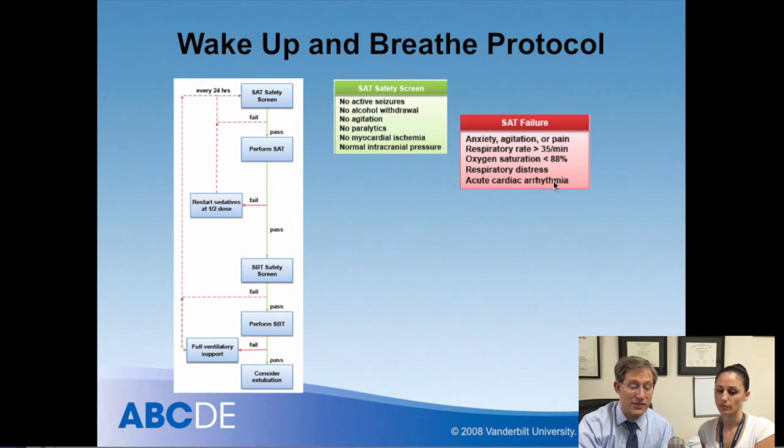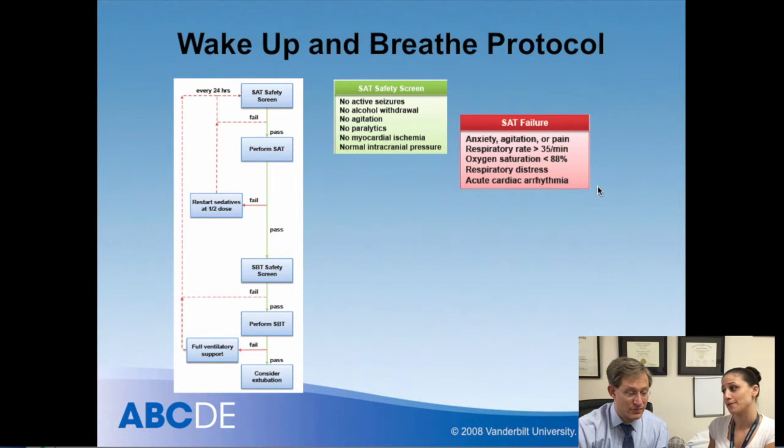So Dina, I wanted to have you go over for us both the spontaneous awakening trial safety screen and what a patient might look like if they're having their spontaneous awakening trial failure. Sure thing. So in order to screen the patient, you want to make sure that they're not having any active seizures, that they're not actively withdrawing from alcohol or exhibiting any signs of agitation. And it's really important that they're not on paralytics either. Also that there's no signs of myocardial ischemia and that they have normal intracranial pressures.